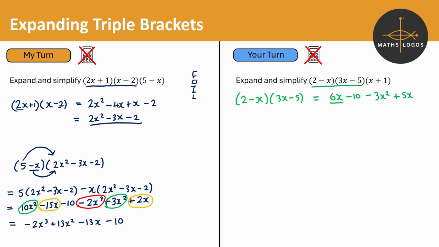Let's tidy up our x terms, so I've got 6x and positive 5x, gives me 11x. Take away 10, take away 3x squared. I'm just going to rewrite this so that it's from highest power to lowest power. So negative 3x squared, add 11x, subtract 10. So we've worked out the answer to the multiplication of these two brackets. We then need to multiply that by x add 1. I'll take x add 1 and multiply it by our bracket.